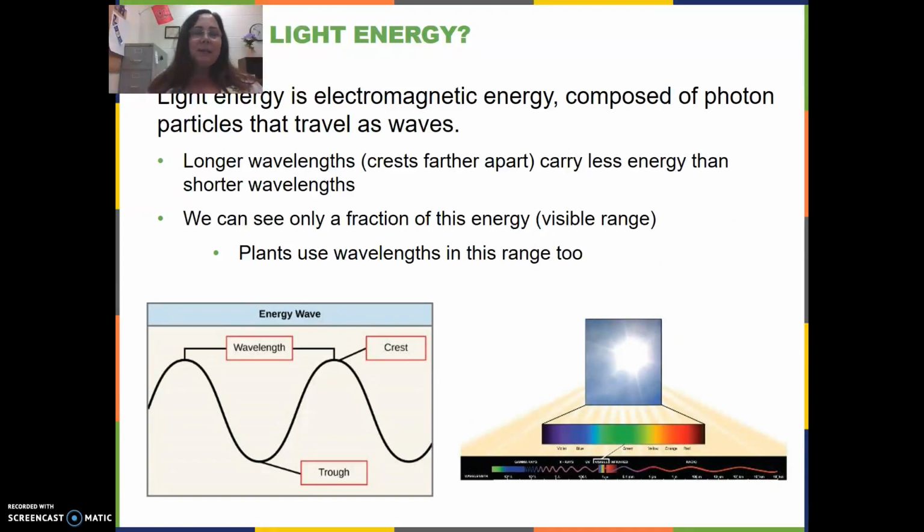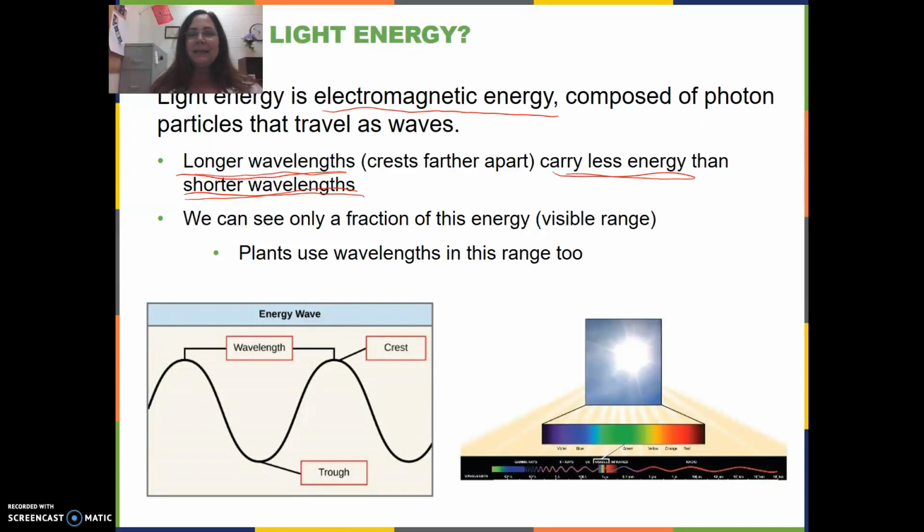A little bit of information about light energy. What is light energy? It is energy from the electromagnetic spectrum. It is composed of photon particles that travel in waves. The longer wavelengths carry less energy, and the shorter wavelengths carry a higher amount of energy. And we can see the visible light spectrum. It's just one small part of the electromagnetic spectrum.